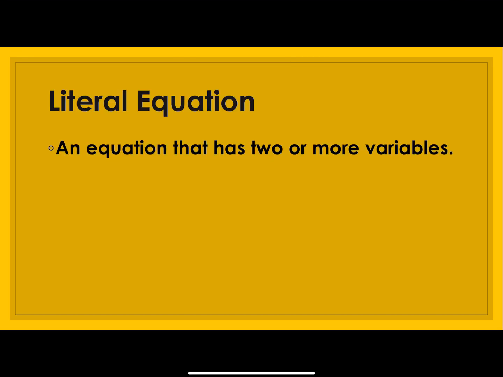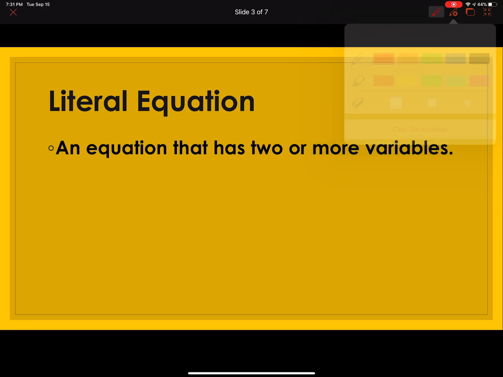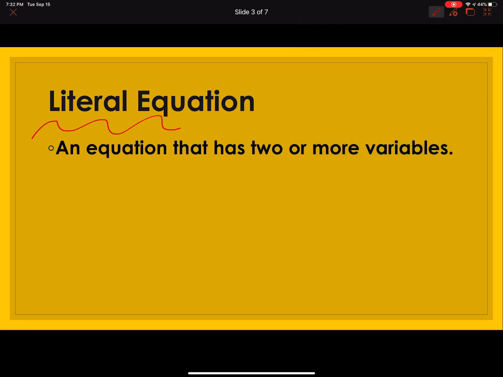Okay, we've got a definition here. A definition for literal equation. A literal equation is an equation that has 2 or more variables. So you're going to see 2 or more variables in literal equations.